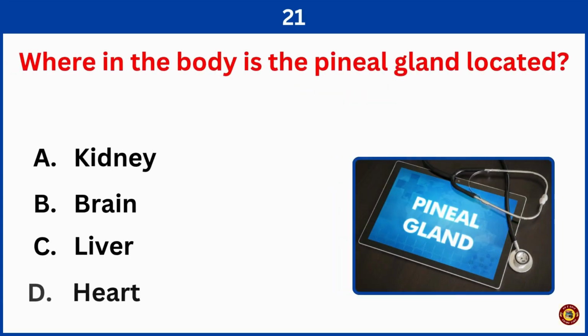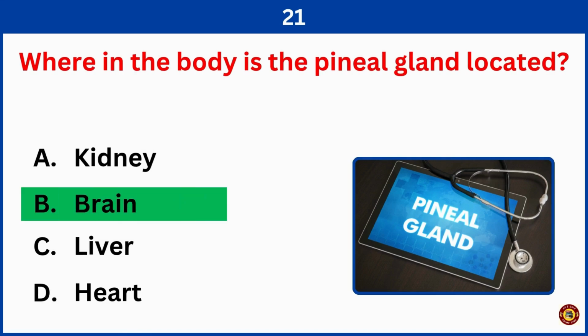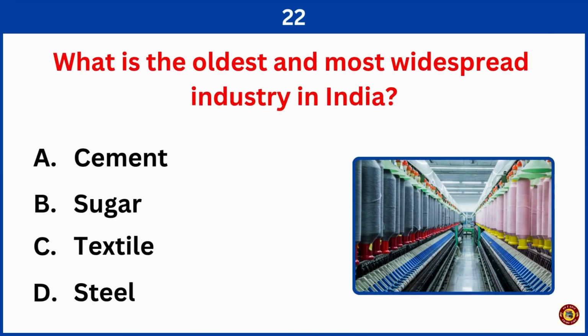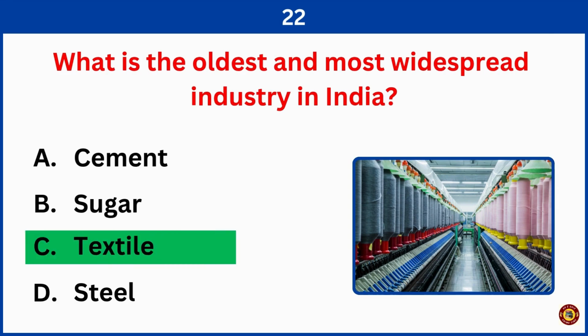Where in the body is the pineal gland located? Right answer is option B, brain. What is the oldest and most widespread industry in India? Correct answer is option C, textile industry.